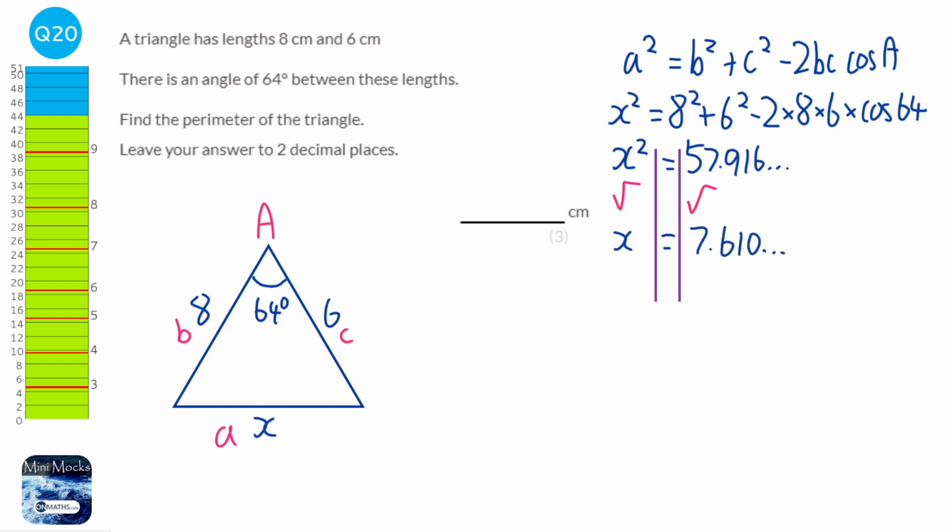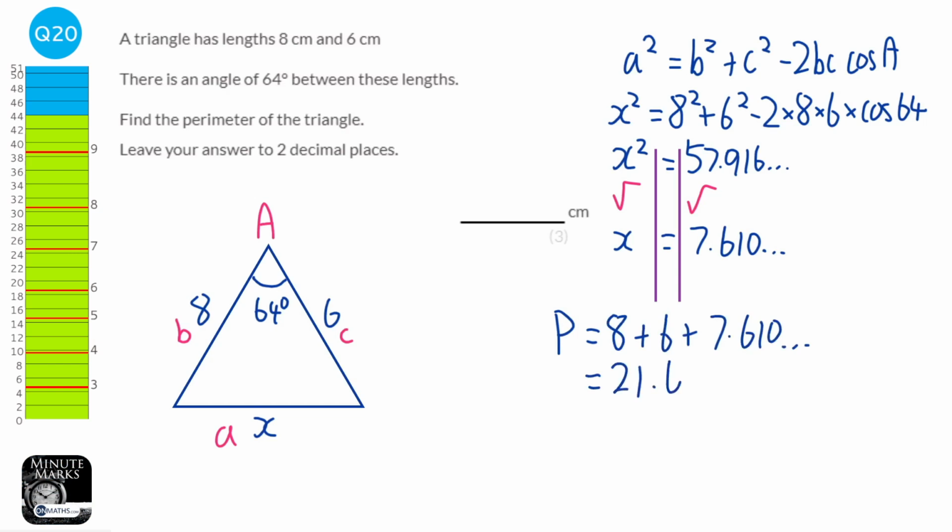7.610 and so on. Okay, we're asked for the perimeter, and so we need to do 8 plus 6 plus that 7.610 and so on. I've still got on my calculator, and that equals 21.610 and so on. It says it wants it to 2 decimal places, so it will be 21.61.